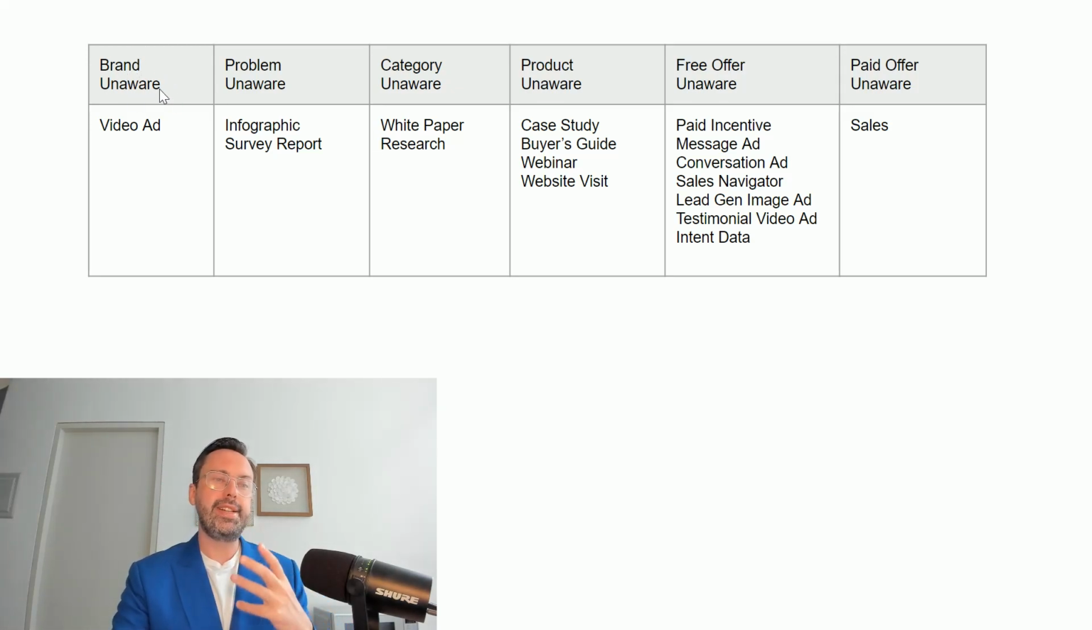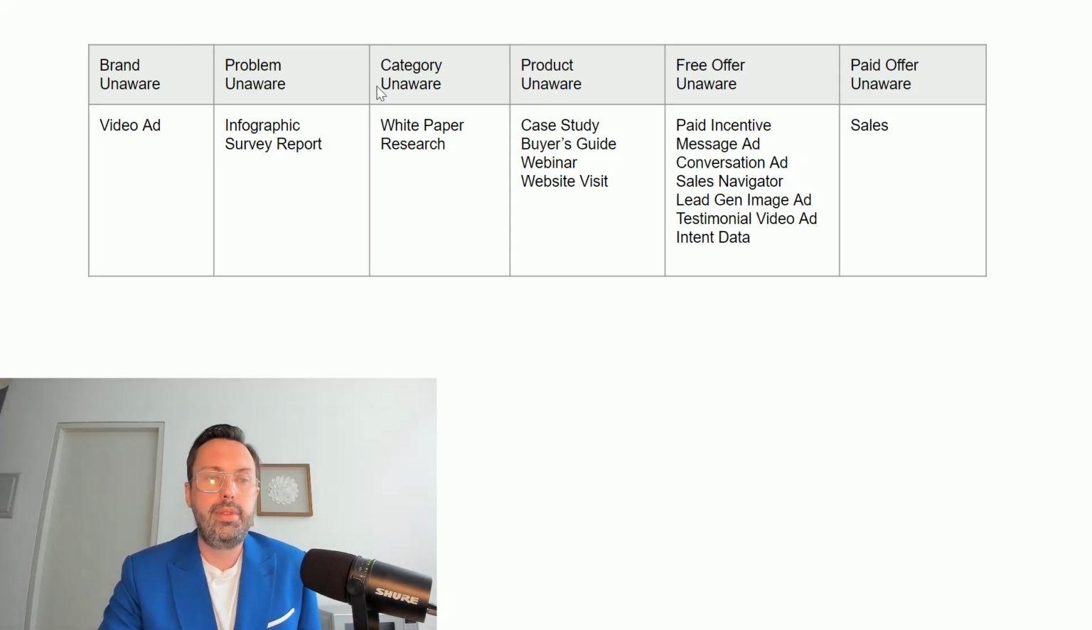So basically, you can think of this as a funnel. You can think of it as a sequence. You can think of it as 6 types of prospects. However, whatever mind map helps you understand it, I'm just going to call it a funnel for explanation purposes.